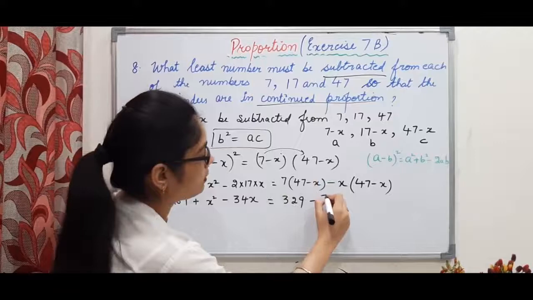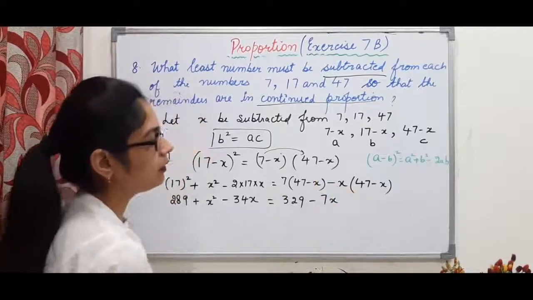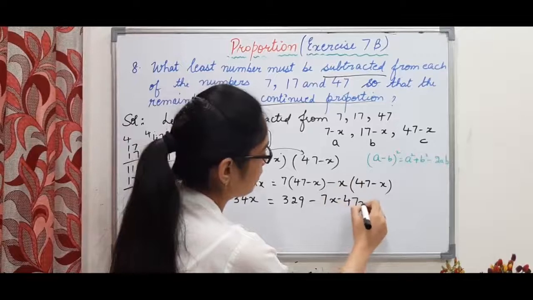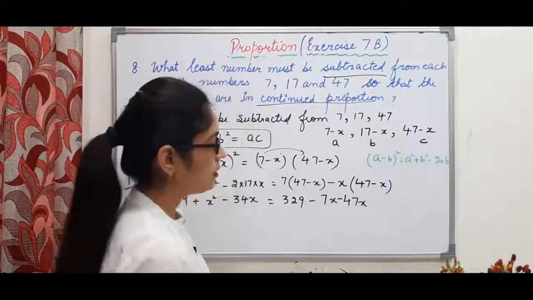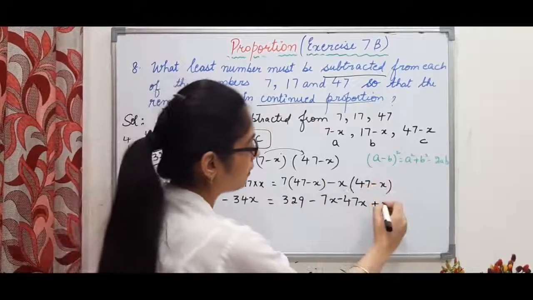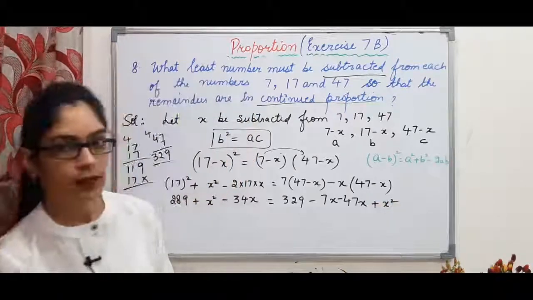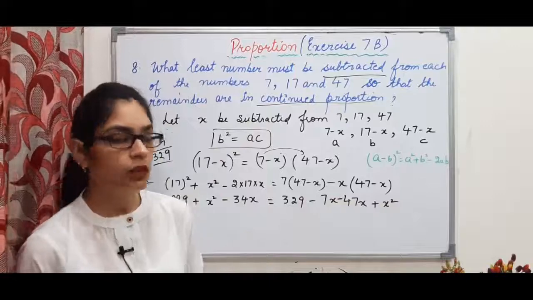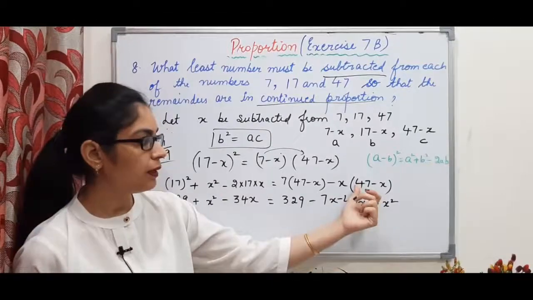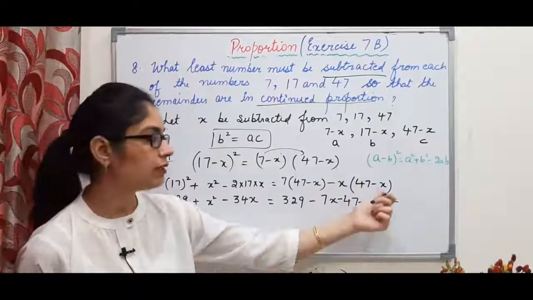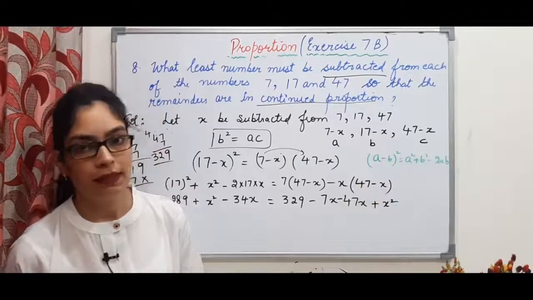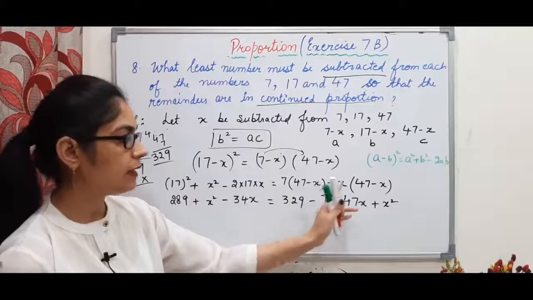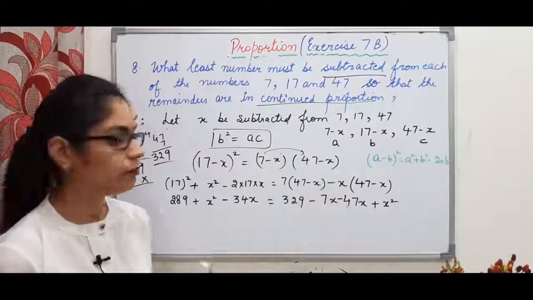Minus 7 into x is 7x, minus 47 into x is 47x, minus 47x, minus plus x square. Moreover, whenever minus sign is outside the bracket, you have to change the inner signs. So plus 47 will be changed to minus 47, minus x will be changed to plus x square. So this way also you can remember, minus sign outside, so inside signs you have to change.